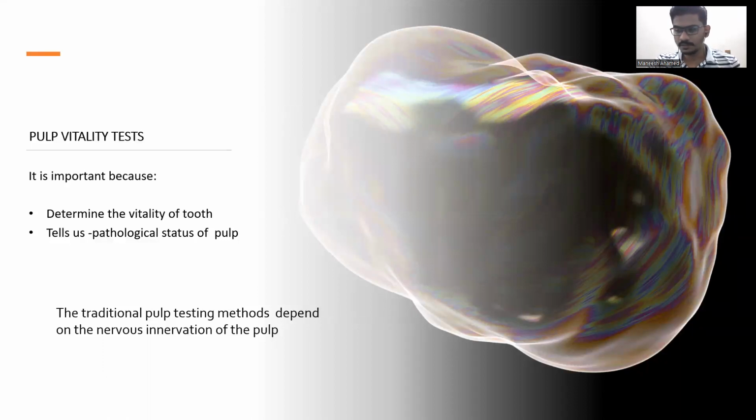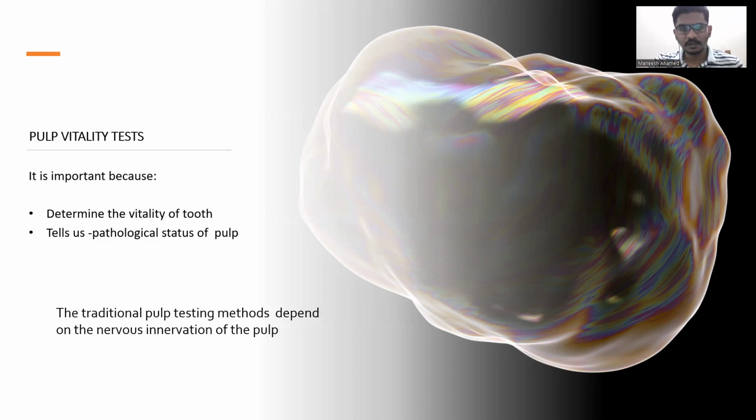In certain situations, we need to test whether the tooth is vital or not, whether the tooth is capable of repairing by itself, or will it maintain its state of vitality, or will it go into necrosis or destruction? In order to determine that, we have pulp vitality tests. So it helps to determine the vitality of the tooth. It tells us the pathological status of the pulp.